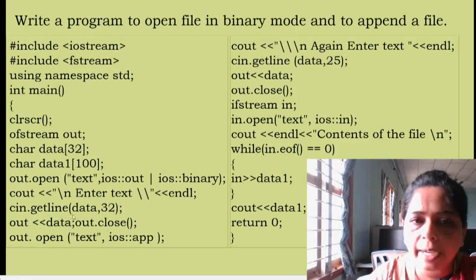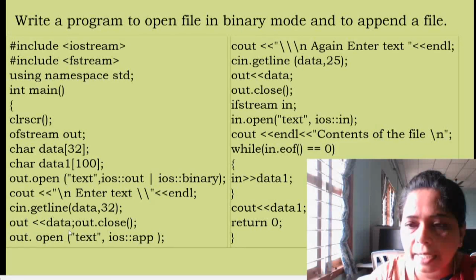cin.getline(data, 32). After reading the data, that is the statement to write into the file: out insertion operator data. Then out.close() means we close the file we opened.